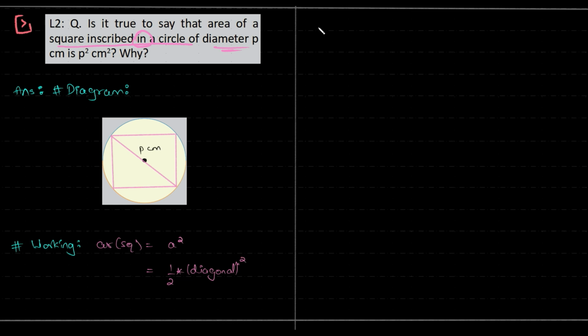So we'll substitute over here. What is the substitution? Well, the length of the diagonal over here happens to be the length of the diameter. Agree? Okay, and so we have this to be equal to what? p. And therefore the area of the square is equal to half of p square. Okay, so that's your answer.